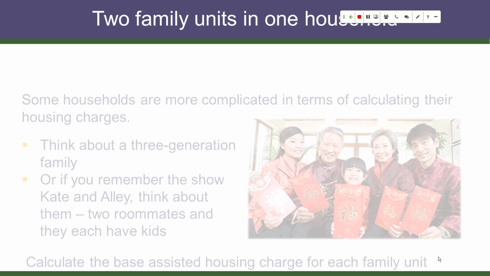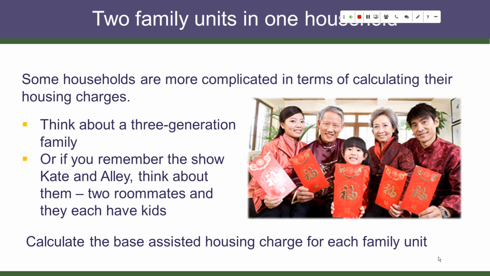Sometimes you'll have a scenario where you've got more than one family unit in a household. So it can make things a little bit complicated in determining how the housing charges should be calculated. When you look at this, you think about a three-generation family. So you've got mom and dad, you've got the children, and then you've got mom's parents living there. So you've got 3 generations living in the household.